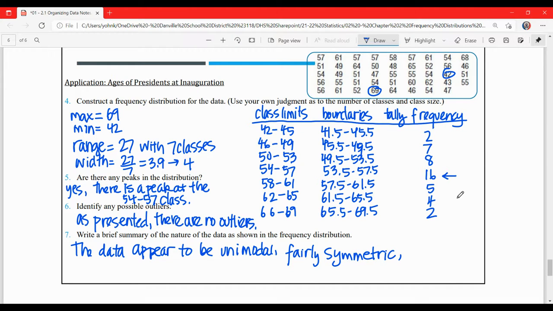And then you can say maybe something about where the middle is. We can say, and centering on, well, I guess in between 54 and 56 is kind of like 55 and a half. So we'll just say 55 years old.